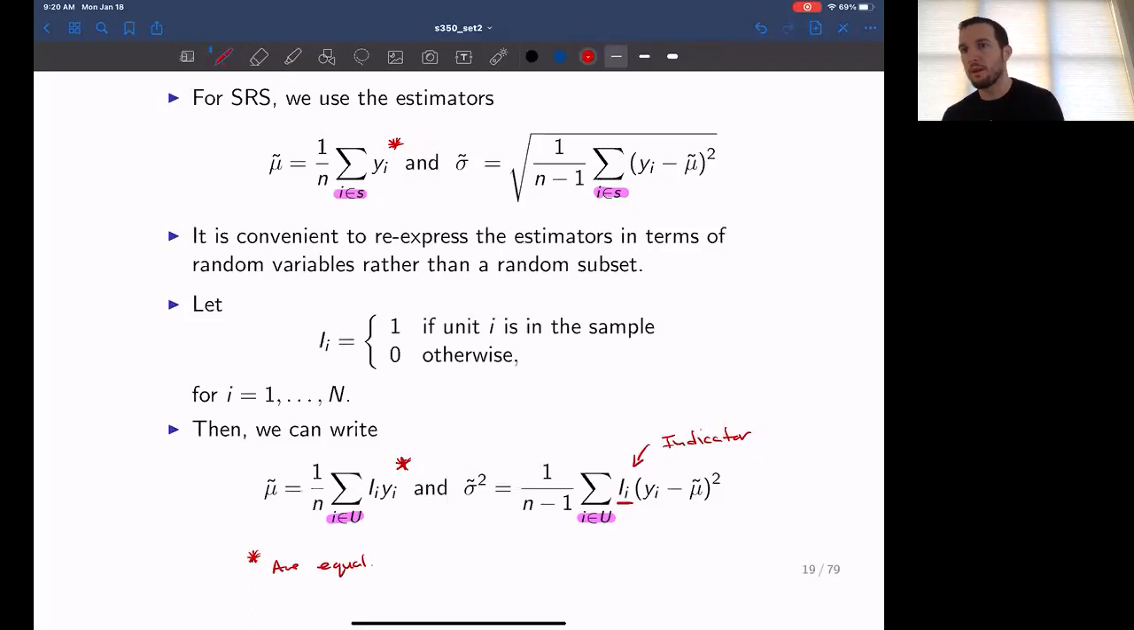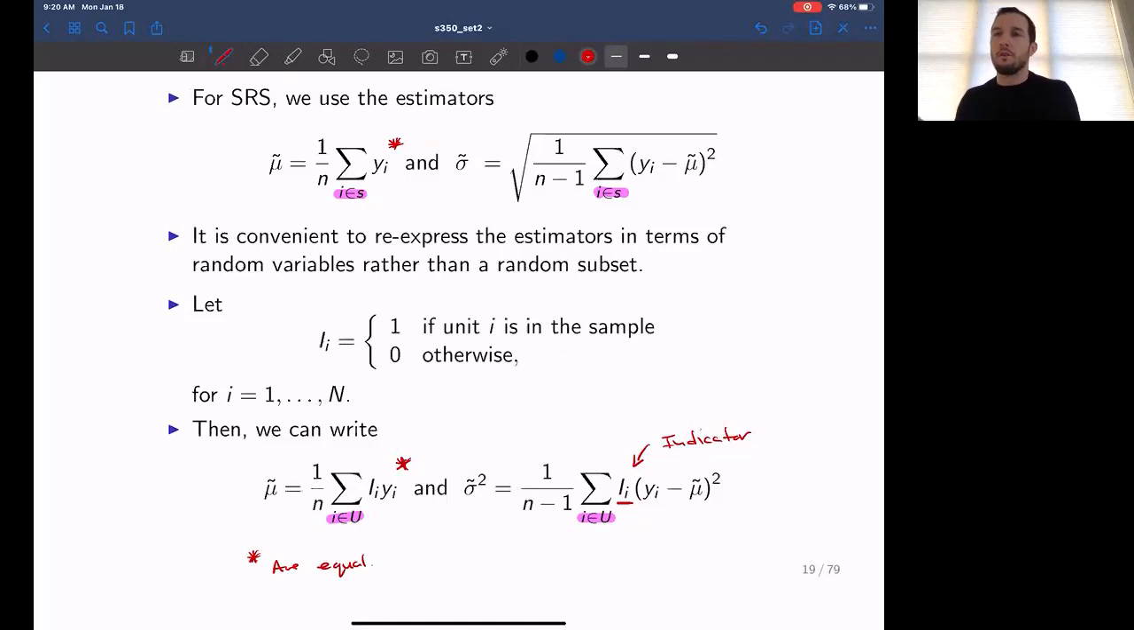They represent the same thing, but using the indicator variable, we can now sum across the frame, because everything that has a 0 attached to it is obviously not going to contribute to the sum. Now you might be wondering, why are we doing this in the first place? Why don't we just use the original formula where we sum across only the observations in the sample?